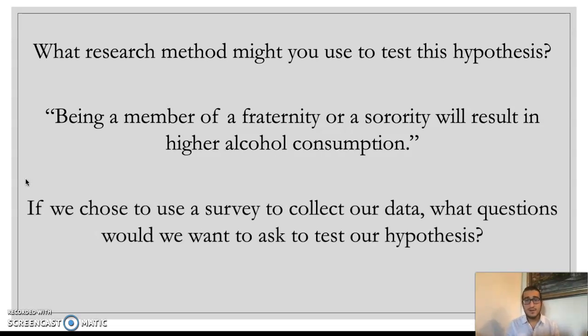So there's really no right or wrong answer to this question. Like I said before, choosing a research method really depends a lot on the individual conducting the study. So if we chose to use a survey to collect our data, a benefit of that might be that we could access the perspectives of a lot of college students in a fairly little bit of time, right? However, maybe we'd want to do interviews because maybe we're more interested in understanding the motivations behind what causes a college student to drink, specifically if they're a member of a fraternity or a sorority.